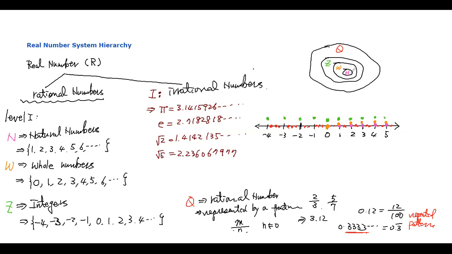So here you will see if a number is a natural number, then it automatically becomes a whole number, automatically becomes an integer, automatically becomes a rational number. Of course, the largest one, the outside here, is the real numbers, R. So that is what we call the hierarchy.